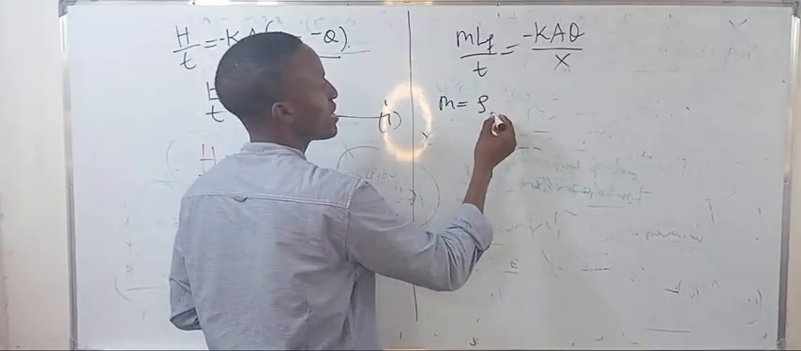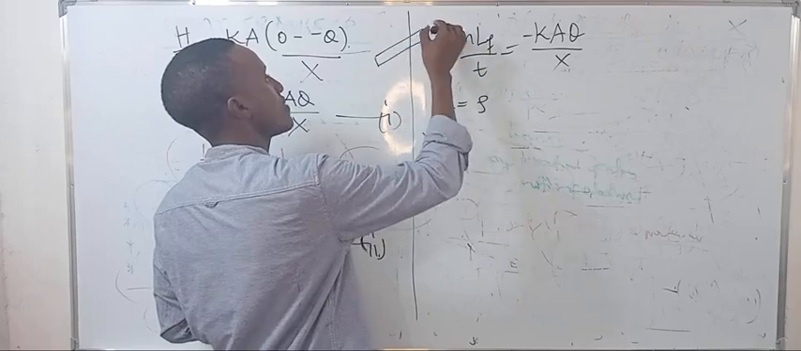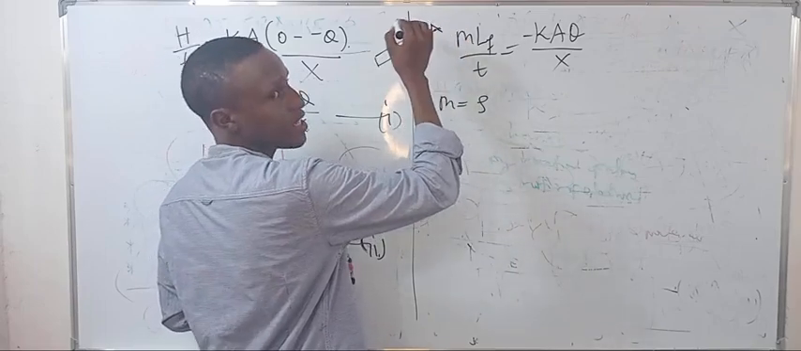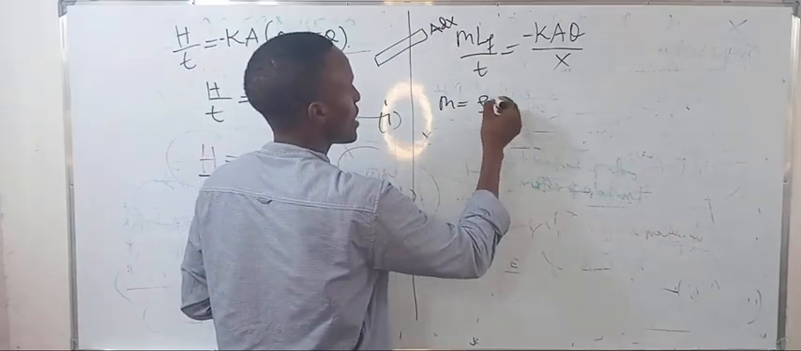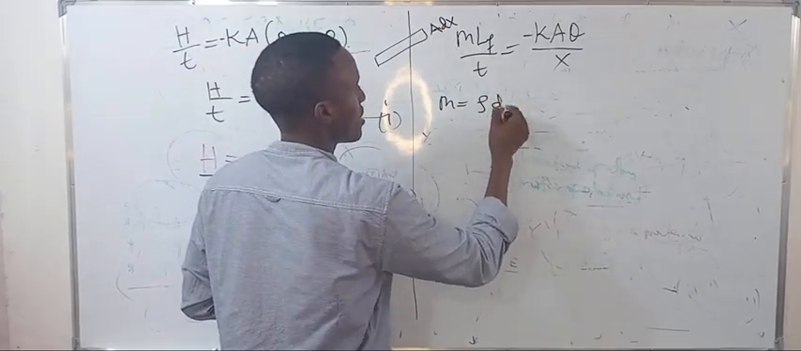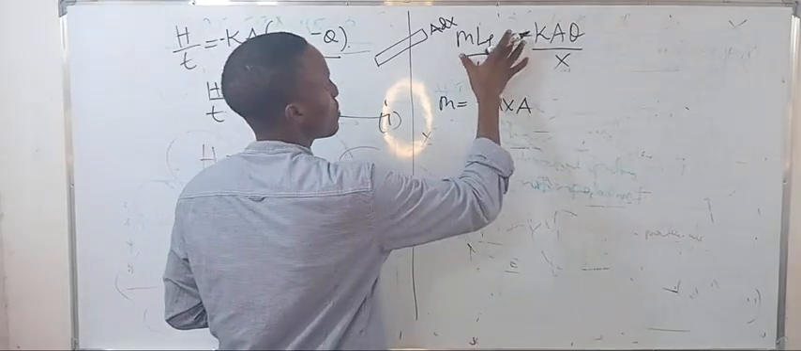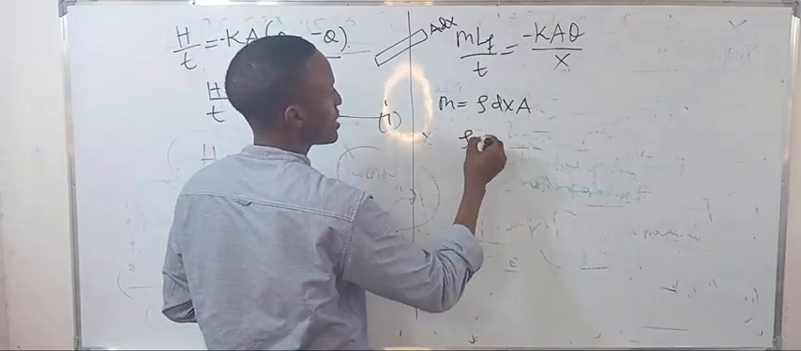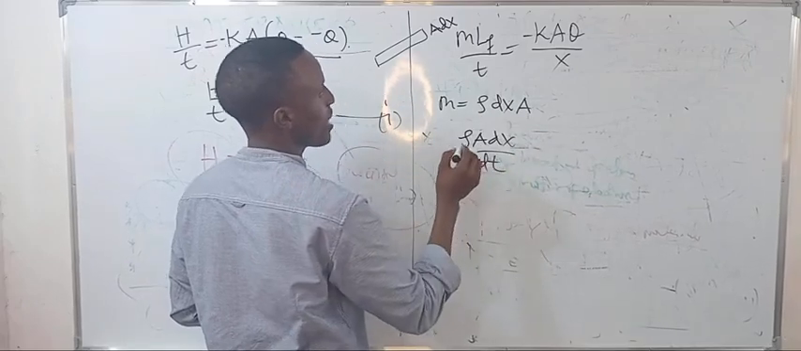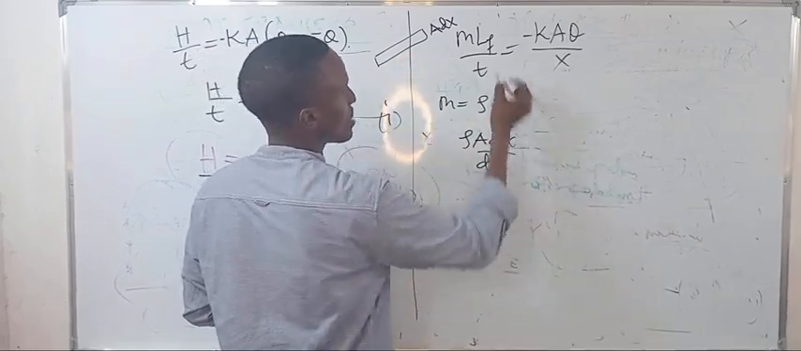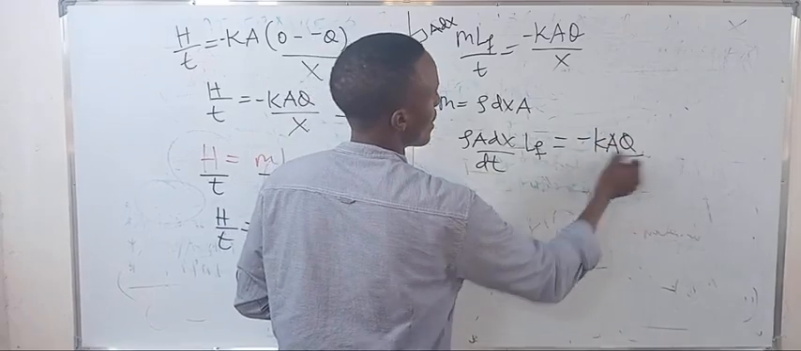What is mass? Mass is just equal to density times the change in volume. What's the volume? If we have this ice, let's have the area, times its length, we can get the volume of that ice. So the volume is A times dx, the change in length. When we put it here, we have density A dx over dt, a change in time for a given change in length. We just have LF equal to Ka theta over x.